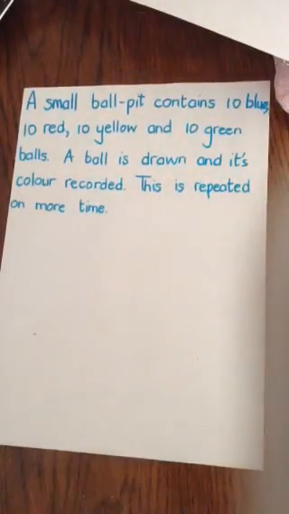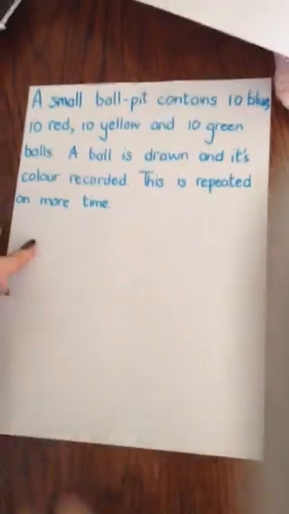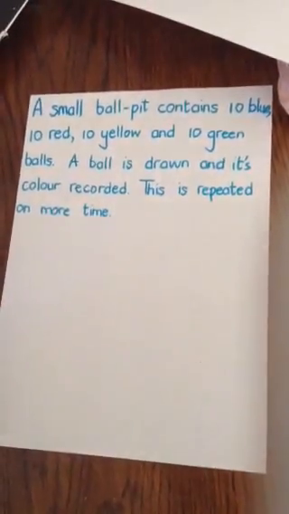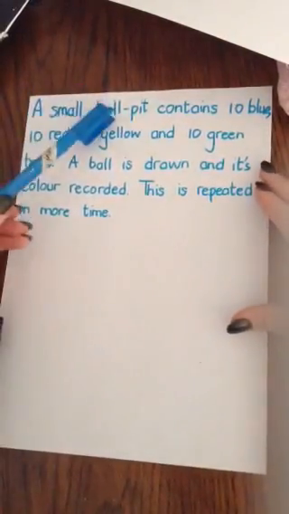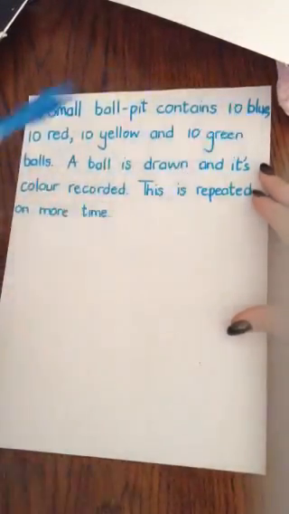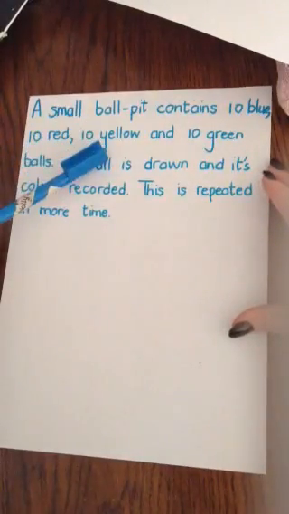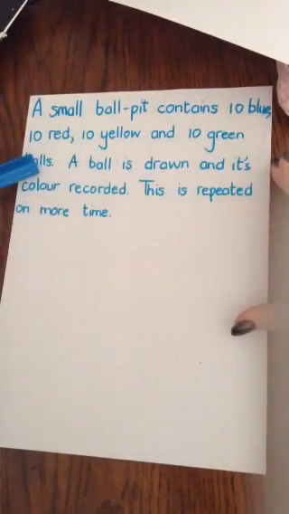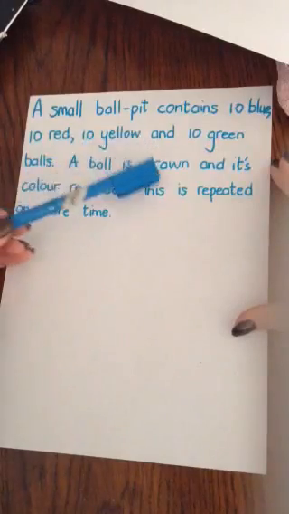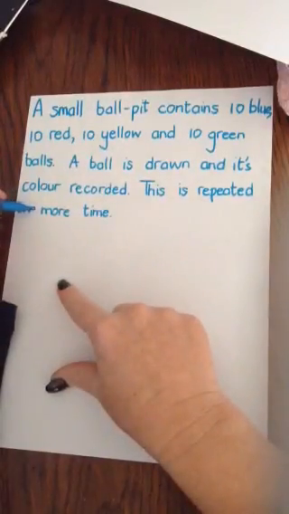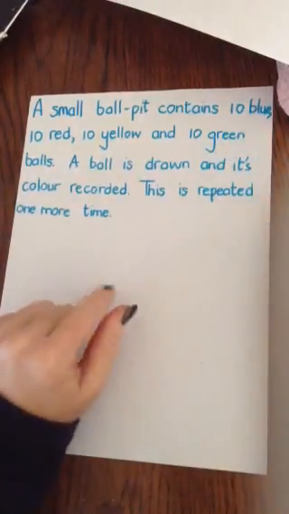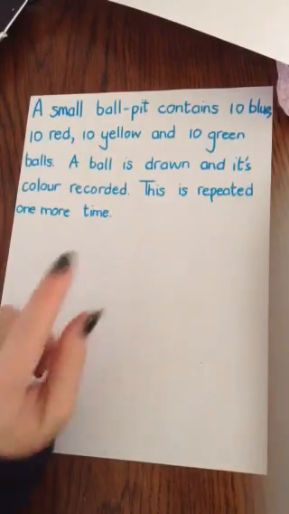All right, so now we're looking at what's going to happen when the object that's taken is not replaced. So it's a slightly different way of doing it. Look at this question. It says, a small ball pit contains 10 blue, 10 red, 10 yellow, and 10 green balls. A ball is drawn and its color is recorded, and then this is repeated one more time. They're not saying that the ball gets put back, so this is going to be slightly different.